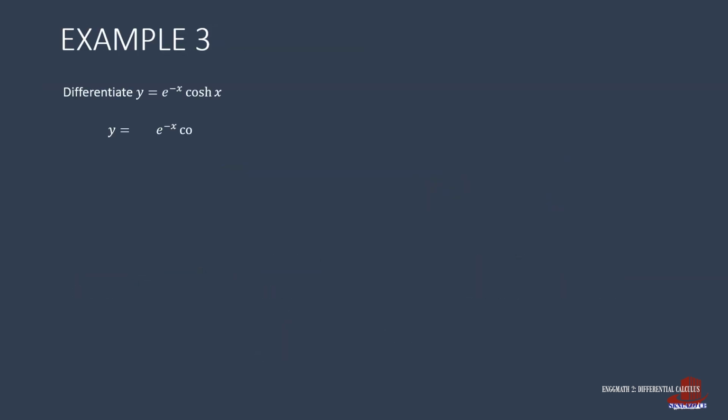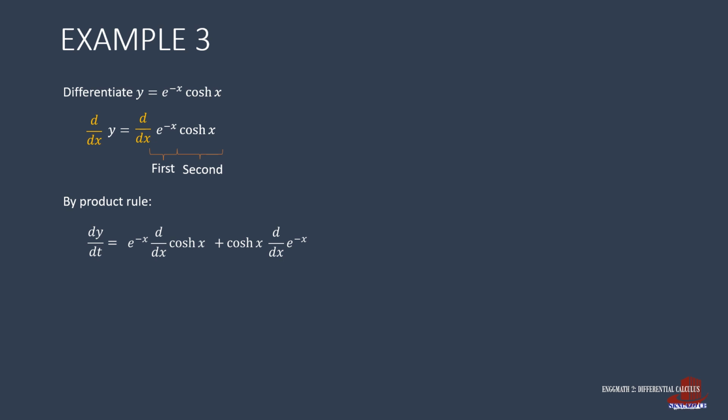The third example in the series includes y equals e raised to negative x times hyperbolic cosine of x. Taking the derivative, it should be noted that there are two terms on the right, so we use the product rule: the first term multiplied by the derivative of the second term, plus the second term multiplied by the derivative of the first. E raised to negative x multiplied by the derivative of hyperbolic cosine of x, then add the hyperbolic cosine multiplied by the derivative of e raised to negative x.